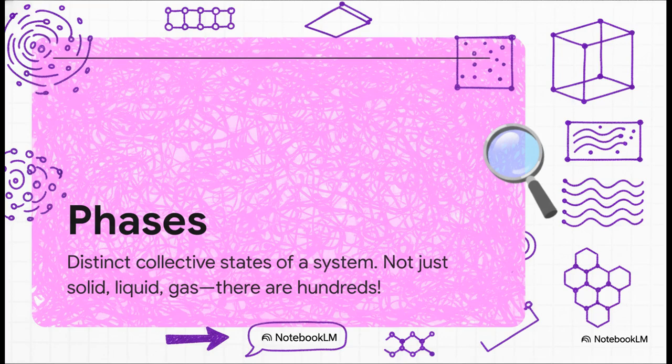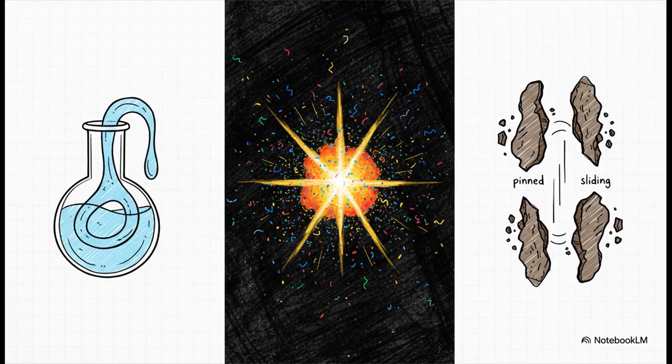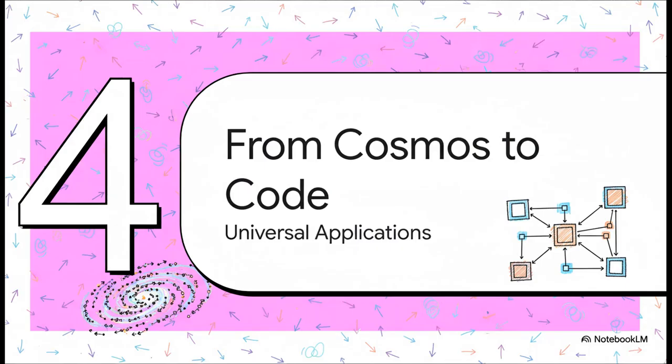Another really powerful concept is phases. We all learn about solid, liquid, and gas in school, right? But what statistical mechanics reveals is that those are just three of literally hundreds of possible collective states that matter and other systems can organize themselves into. And the idea of a phase goes way, way beyond just water. It can describe bizarre things like quantum superfluids that flow without friction, the conditions right after the Big Bang, and it can even describe those earthquake faults we talked about, which can be in a pinned phase or a sliding phase.